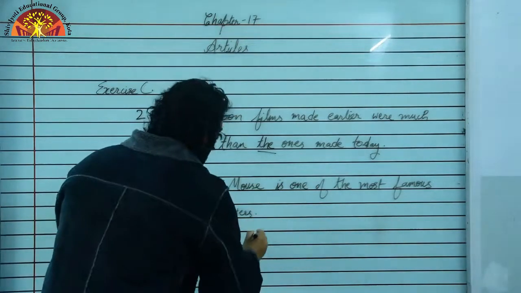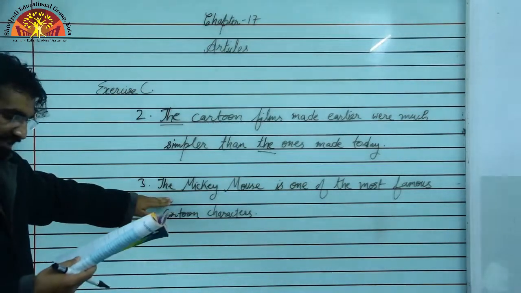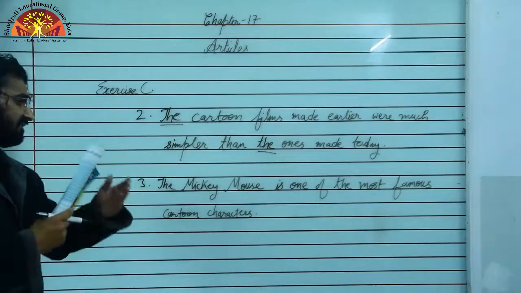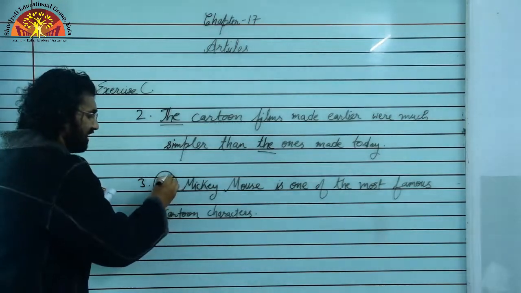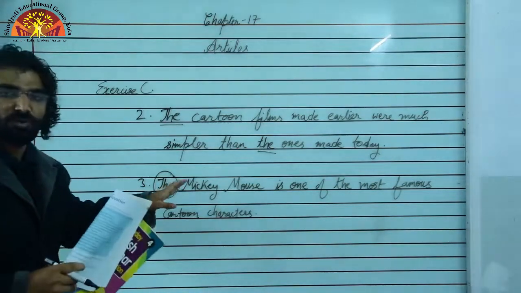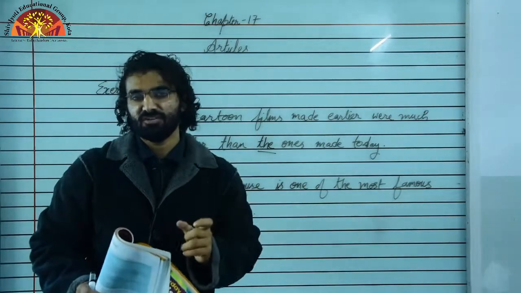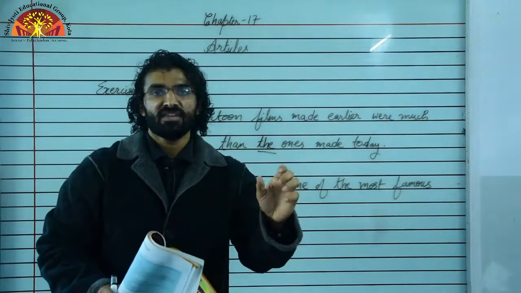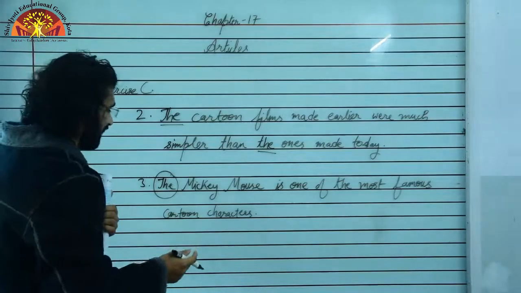So do you see "the" anywhere? Yes, you can see "The Mickey Mouse is one of the most famous cartoon characters." Here it has been wrongly used. Why? Because Mickey Mouse is a proper noun. Mickey Mouse is the name of that particular cartoon, okay? It's the name of one of the most famous cartoons by Walt Disney.